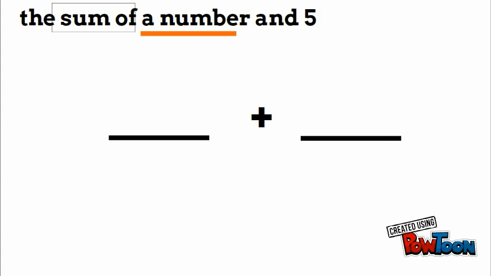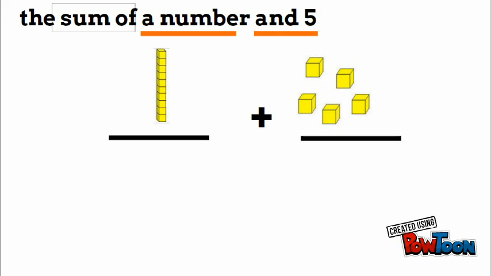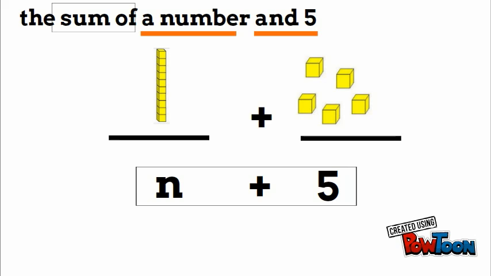First thing we're given is a number, so we're going to represent that with a rod. That rod is just a placeholder for some quantity we don't know. Alright, and then we've got and 5. So that tells me I'm adding 5 things. Alright, so now if we turn that into an algebraic expression, we use the letter n for some number plus 5. And that's our algebraic expression.